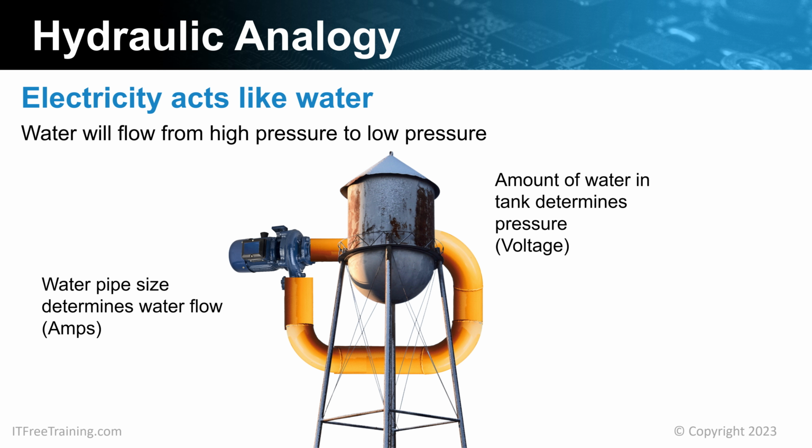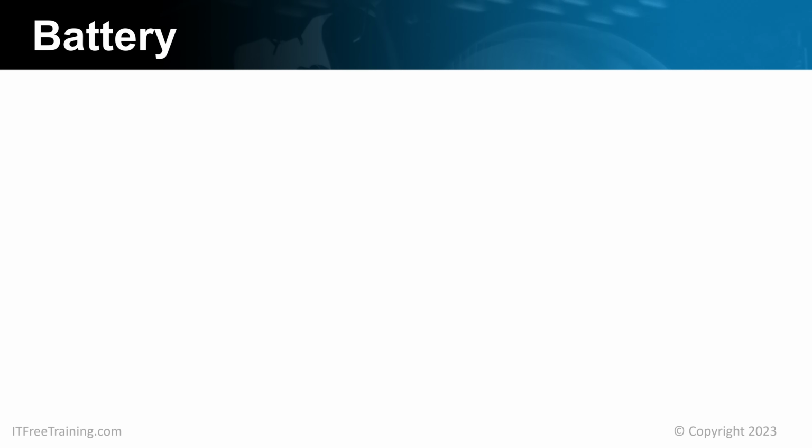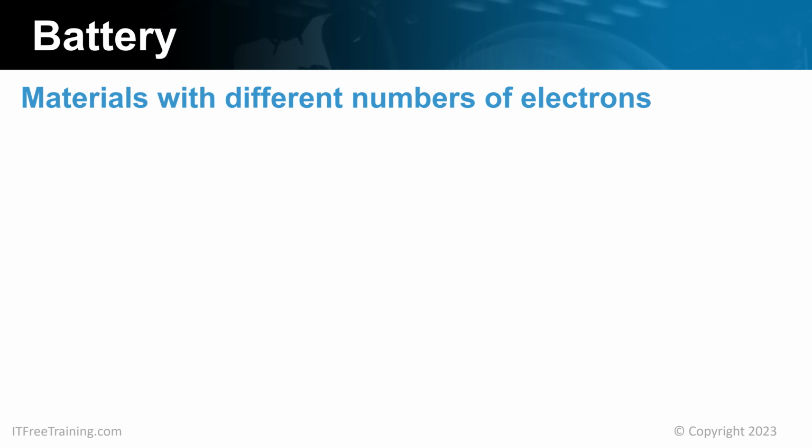To increase the flow of water, you would increase the size of the pipes. Before I move on, I'm going to have a quick look at a battery. Not something you really need to know, but I think it helps to understand the concept of how electricity works. This is a simplified example, but essentially, most batteries contain 2 different types of material which hold electrons.